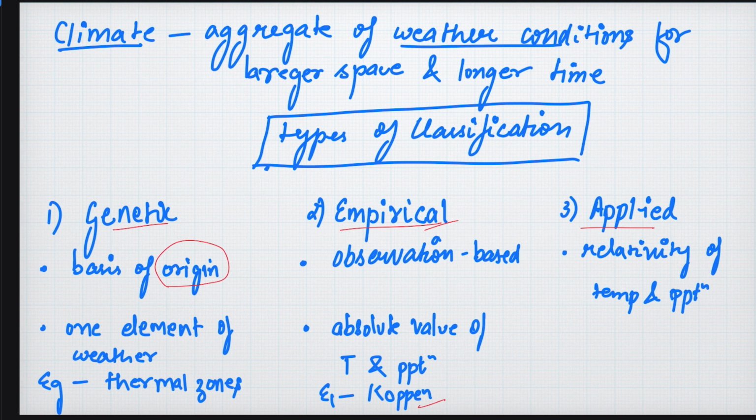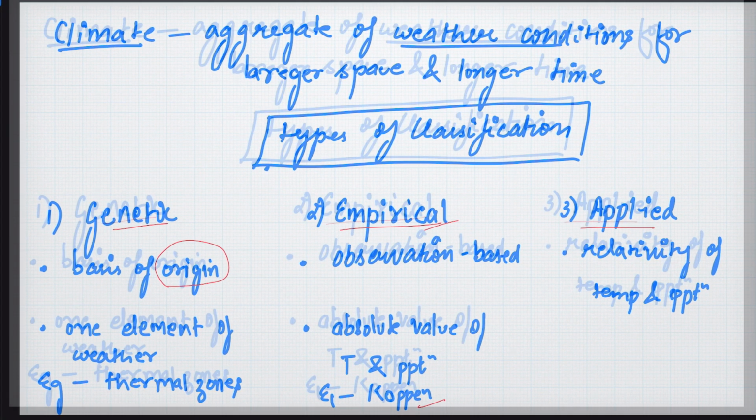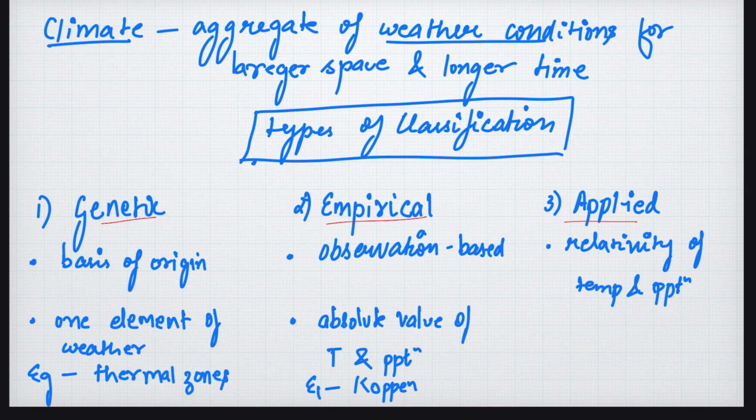Now, coming on to the classification of climates, we can have three types of climatic classification. One is genetic, then it is empirical and applied. The genetic classification is based on the origin, let's say, on one element of weather, be it temperature or precipitation, and then the world is divided into various types based on temperature or precipitation. The empirical classification is based on observation. In this, absolute values of temperature and precipitation may be used, which was done by Köppen. Then there is the applied, in which relativity of temperature and precipitation is used for classification.